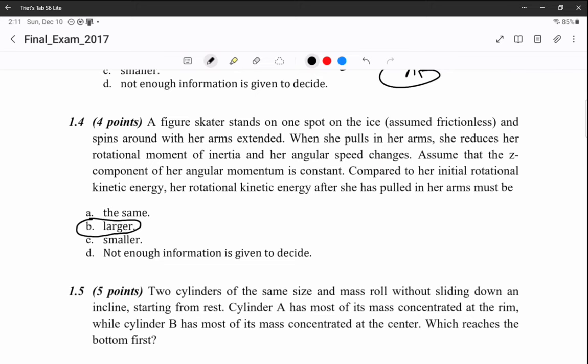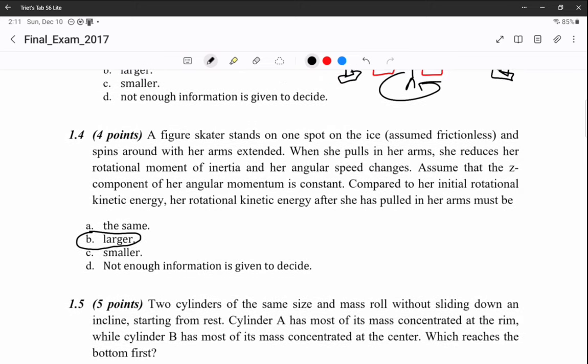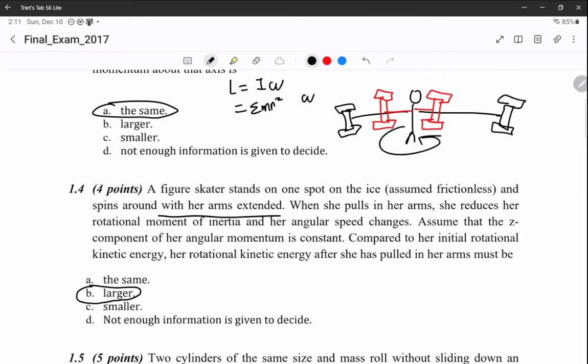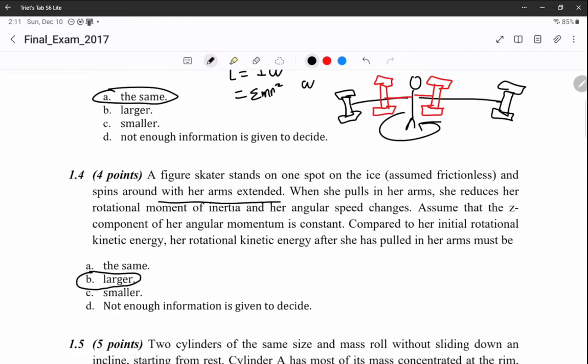1.4. A figure skater stands on the spot on the ice, assuming frictionless, and spins around with arms extended. So that's the extended version. When she pulls in her arms, reducing her rotational moment of inertia, her angular speed changes. So her angular speed increases. Right? You have r decrease, so I is going to decrease, and so omega is going to increase because L is the same. It's the conservation of angular momentum.